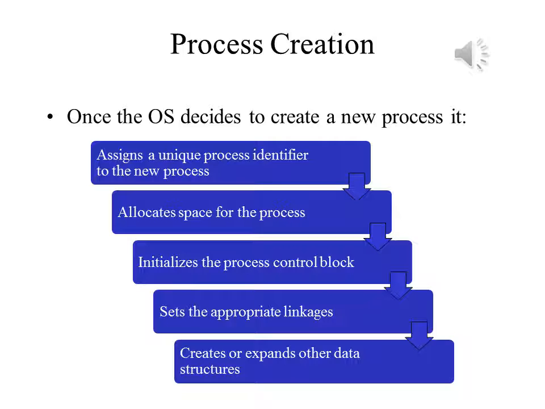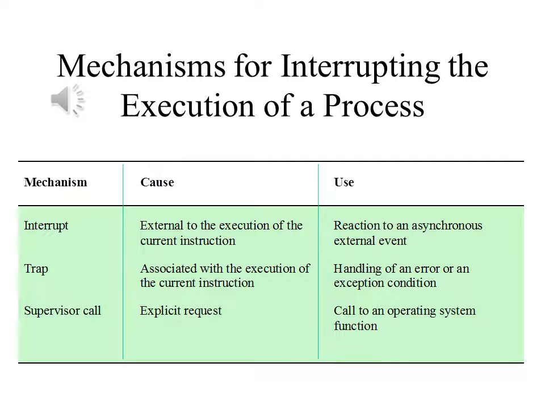A process switch may occur any time that the operating system has gained control from the currently running process. The table that you see in the slide suggests the possible events that might give control to the operating system.